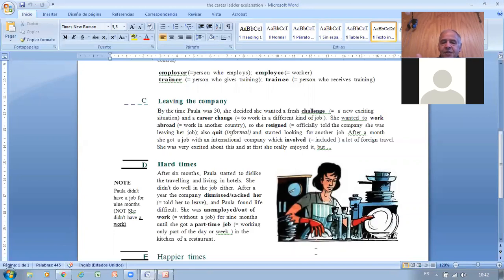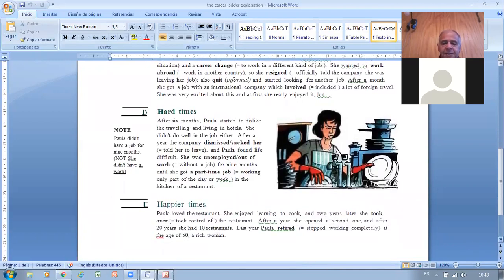So that is a difference between resign, you decide that, you quit, but they dismiss you or they sack you. All right. And when they sack you or when they dismiss you, it's pretty sad because sometimes you don't want to. I mean, you need the job. And so you become unemployed. You are out of work. And so you start working part-time in different things. So that is the saddest part of being in a job. Okay. So now continue with the happier times. Valeria, please.